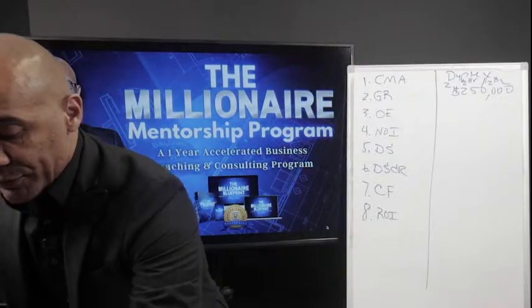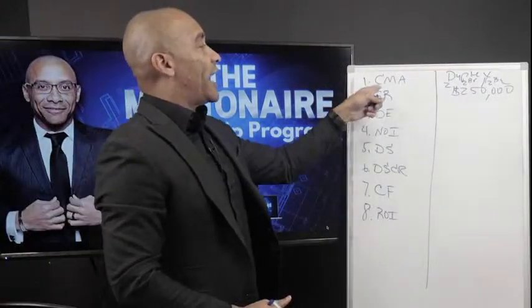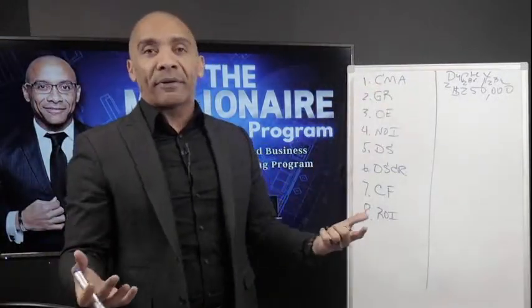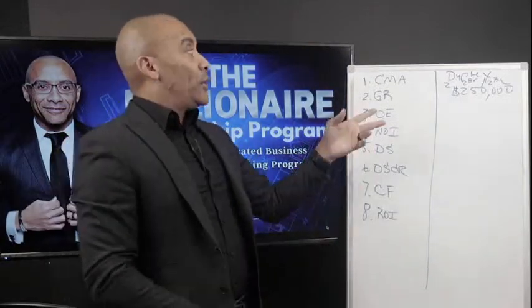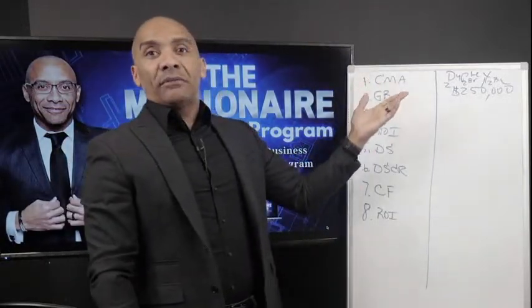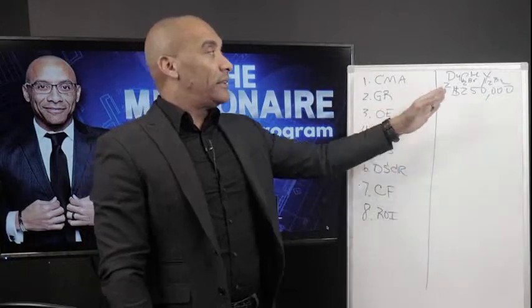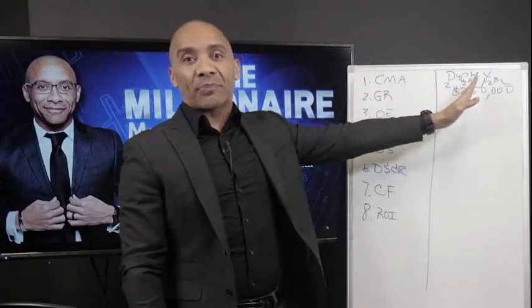Well, here's what you're going to do. You're going to look at the CMA. The CMA is the comparative market analysis. So what does that mean? That means you're going to have your agent, your real estate agent. Now again, a real estate agent listed this property, okay, because they're representing their client.